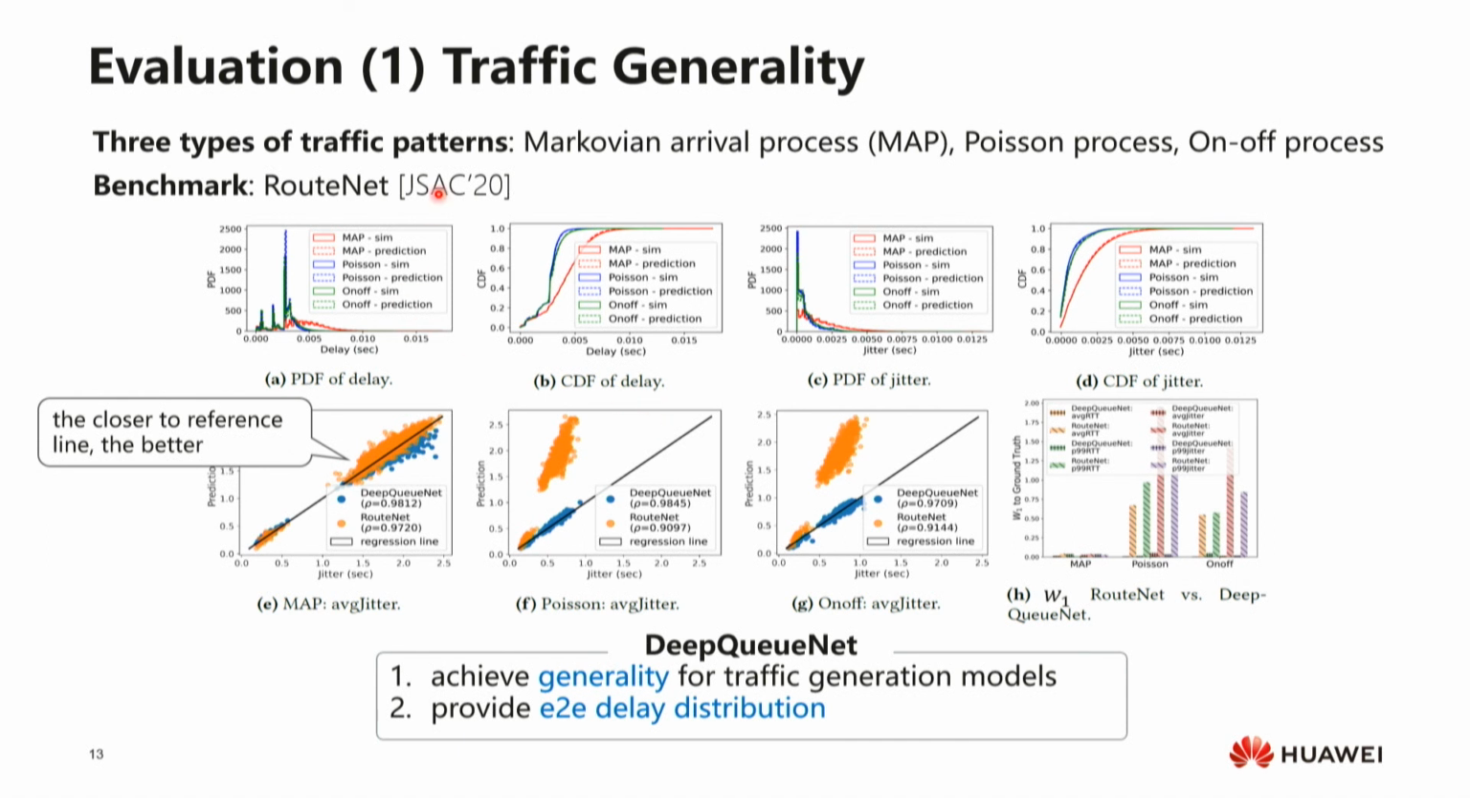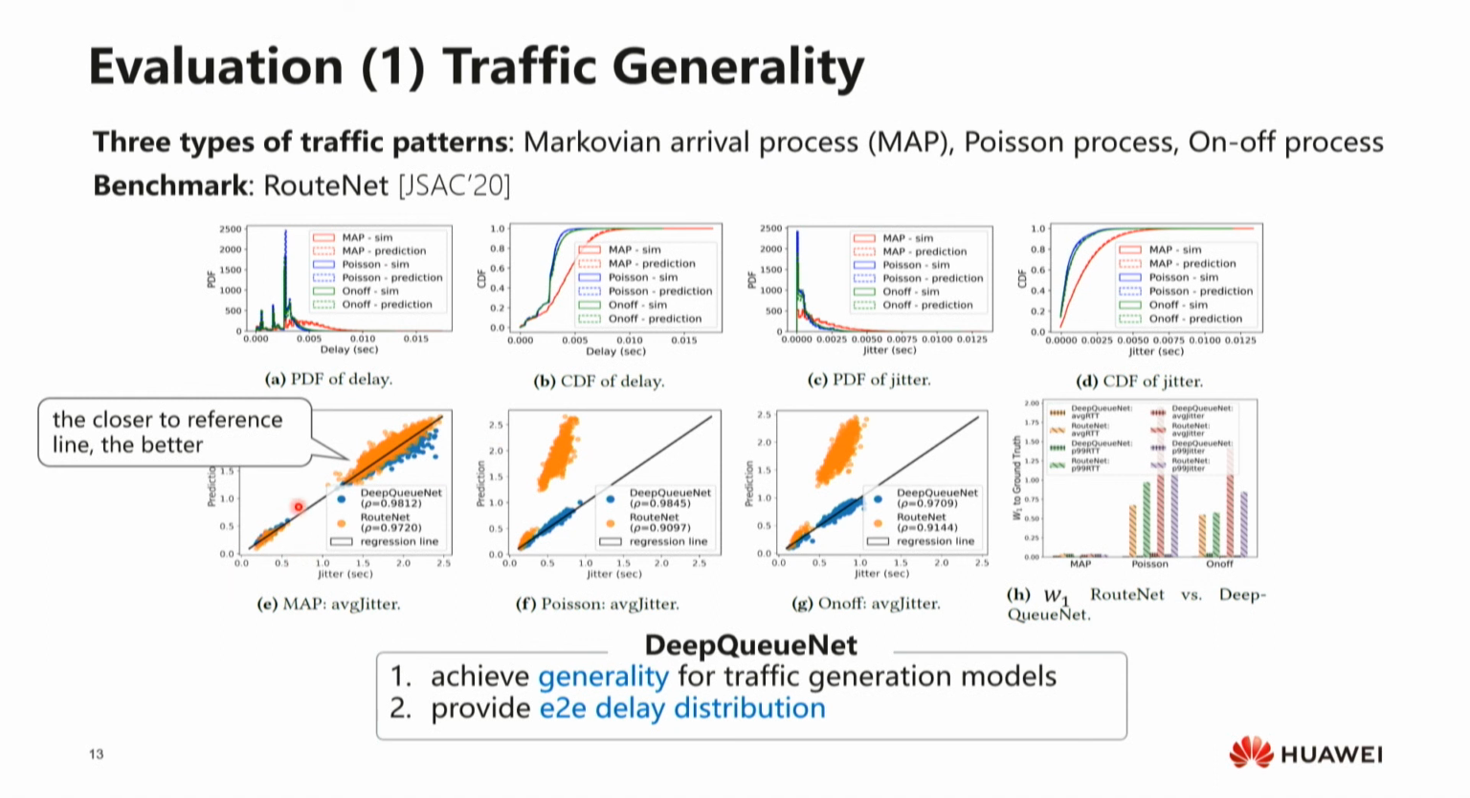Here we try 3 different types of traffic patterns. Here the Markovian arrival process, here is a high order one. We use a 5 order of this model. And we train our model with raw data from the network as well as some synthetic data generated by this MAP model. And then we do some tests on both Poisson and on-off process.